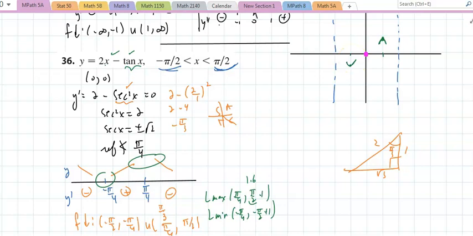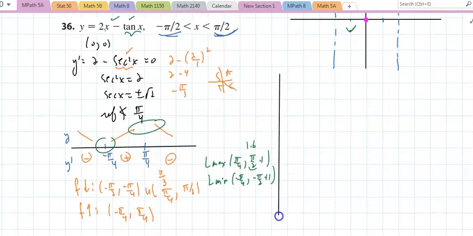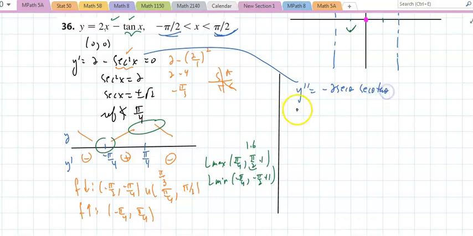Now we want to go for the second derivative test. And let me get rid of that for now. If I take the second derivative, y double prime will be, bring the power down, subtract 1 from the power, times derivative of secant, which is secant of theta tan of theta. Y double prime is actually negative 2 sine of theta over cosine cubed of theta. Right? Now, let's figure out where that equals 0 and where it is undefined.